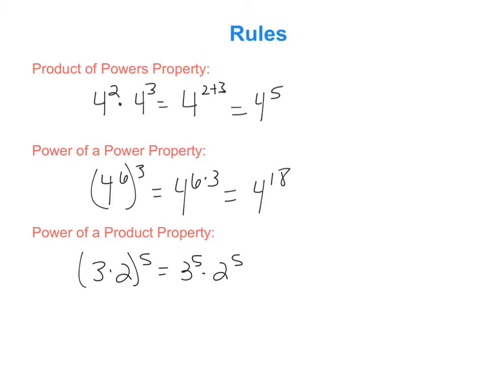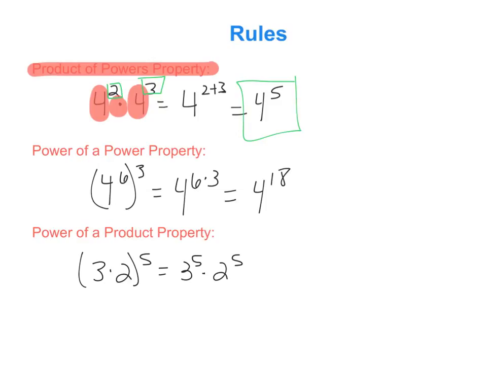All right, so let's do a quick recap of all three rules that we talked about today. The first rule that we talked about was the product of powers property. And that property works when you have two powers being multiplied by each other and they have the same base. So same base being multiplied, you can go ahead and add their exponents like such. So 4 to the 2 plus 3, which becomes 4 to the 5th power.